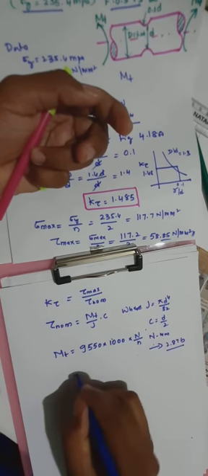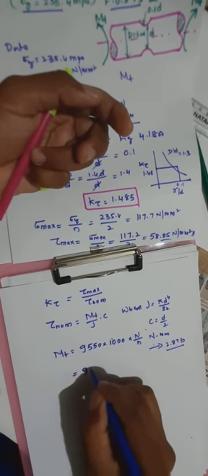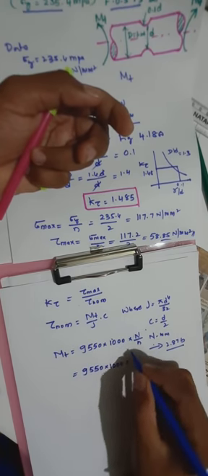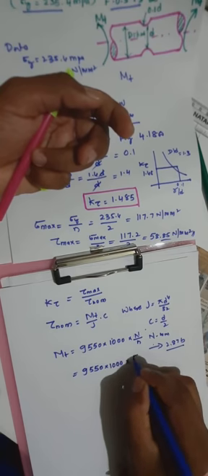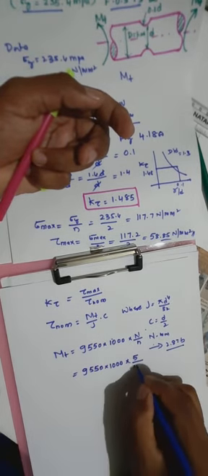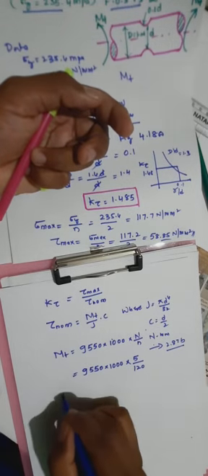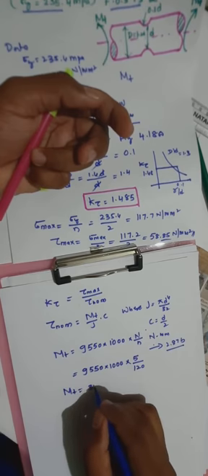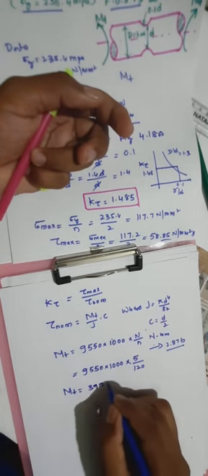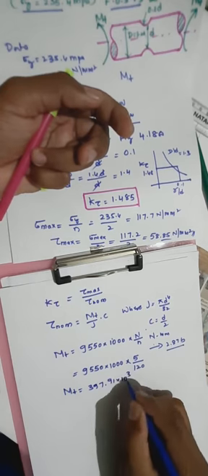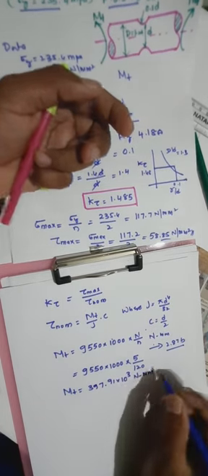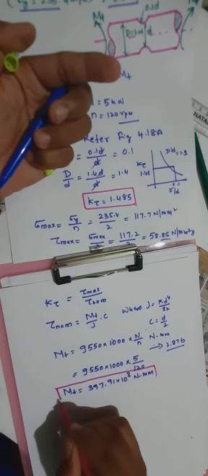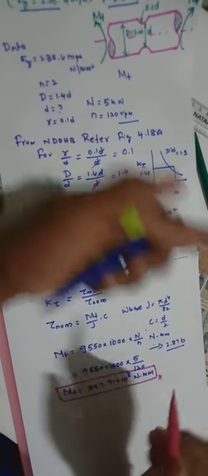If we substitute all the values, 9550 into 1000 into the power transmitted, 5 kilowatt, divided by the speed, 120 RPM, and simplify this, Mt is equal to 397.91 into 10 to the power 3 Newton mm. This is the torque with respect to the torsional load.